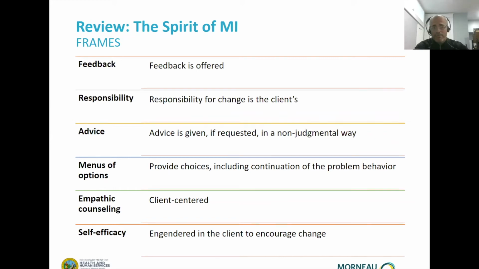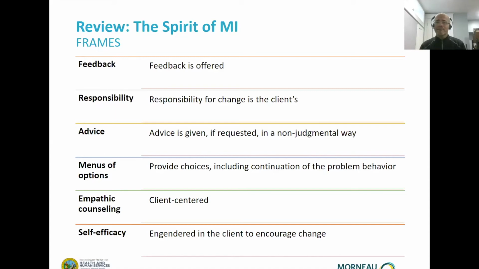I added this slide because I think it's important. I'm all about frames. Remember that the responsibility for change is on the client. It's not your responsibility for them to change. It is your responsibility to do your best so that they can make an informed decision. But we all know when pathology is involved, making a rational, informed decision can be a challenge for a client. So we're there to guide them, right? With feedback and advice, we want to give it in a non-judgmental way.